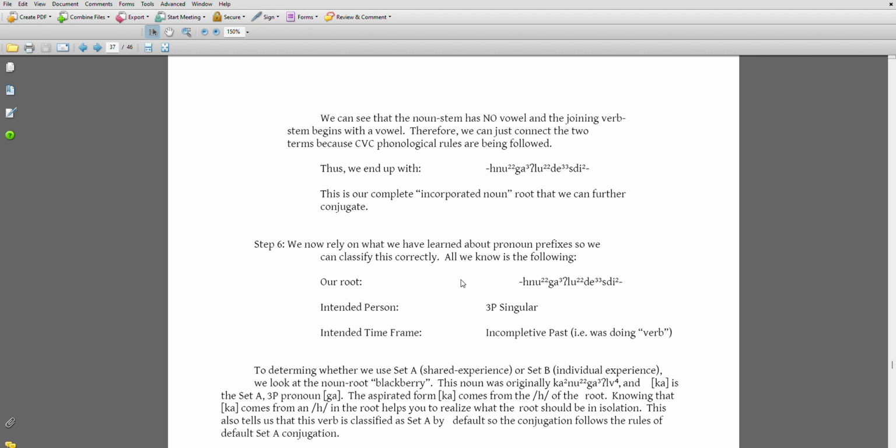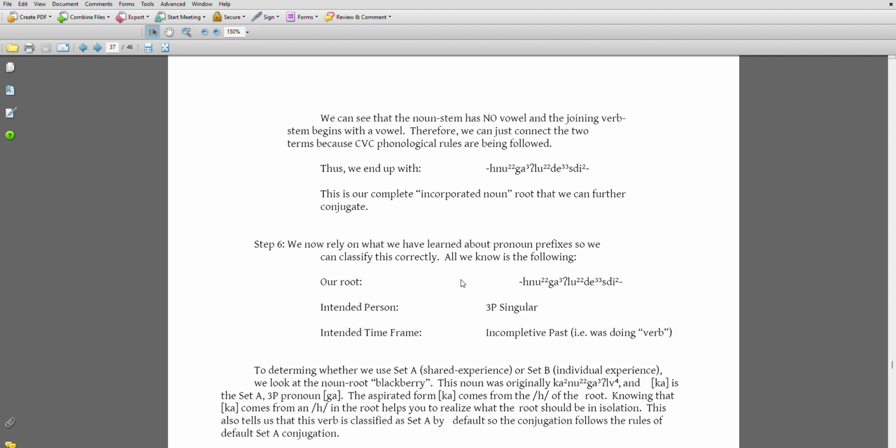We can see that the noun stem has no vowel at the end, and the joining verb stem begins with a vowel. Therefore, we can just connect the two terms because consonant-vowel, consonant phonological rules are being followed. Thus, we end up with nugatludesti. This is our complete incorporated noun root that we can further conjugate.